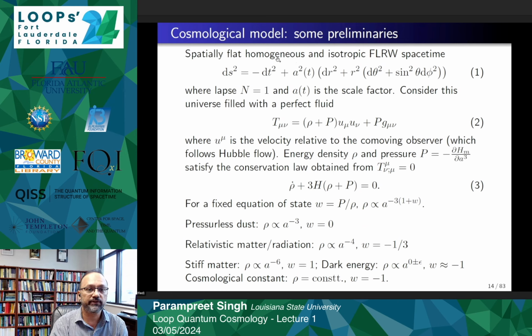We are going to work with the spatially flat, homogeneous, and isotropic Friedmann-Lemaitre-Robertson-Walker spacetime, which has a metric given by this. I'm going to take mostly 8πG equal to 1 in this lecture. a(t) is the scale factor. And we are going to consider perfect fluids, which are described by this equation 2. Rho will denote the energy density, P will denote the pressure, and u^mu is the velocity relative to the co-moving observer.